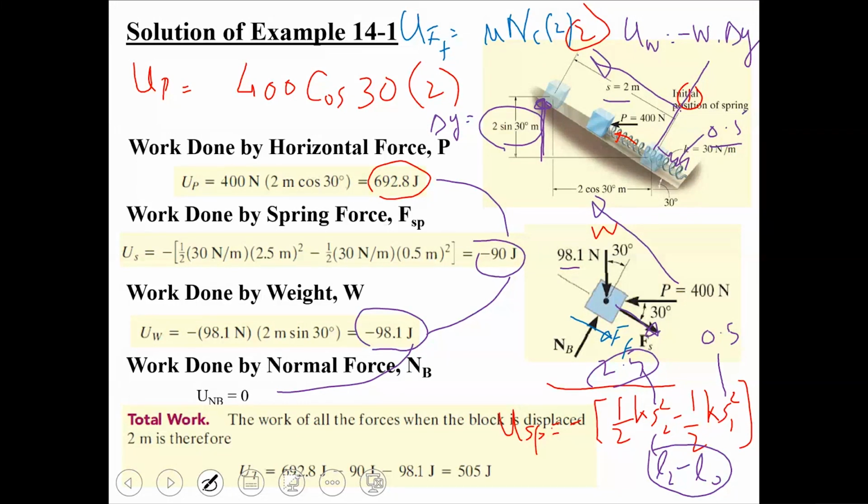Should this work done going to be positive or negative quantity? Negative, sir. Negative, since force of friction is acting downward and S is going to act upward, so UFF is going to be minus mu NC into 2. Is this point clear to all of you? Yes sir. अगर फ्रिक्शन होती तो ये वर्क डन आता, बट सिंस द प्लेन इज स्मूथ, so we have not included the work done due to force of friction in this particular example.